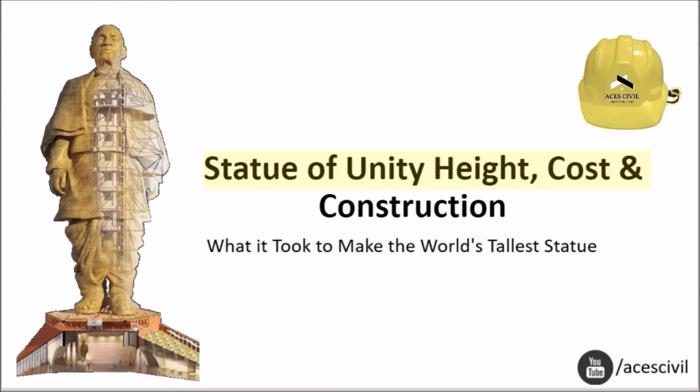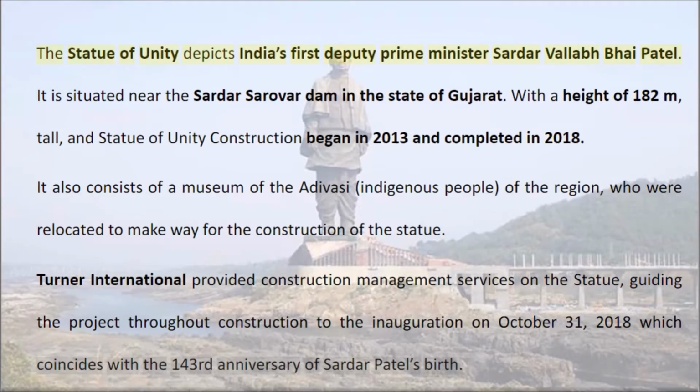In today's video we are going to discuss the Statue of Unity's height, cost and construction. The Statue of Unity depicts India's first Deputy Prime Minister Sardar Vallabh Bhai Patel. It is situated near the Sardar Sarovar Dam in the state of Gujarat.